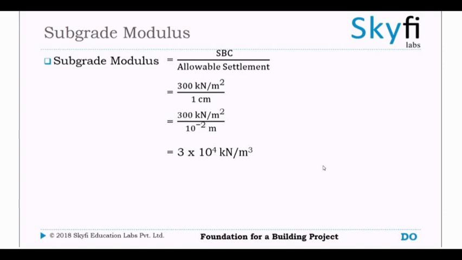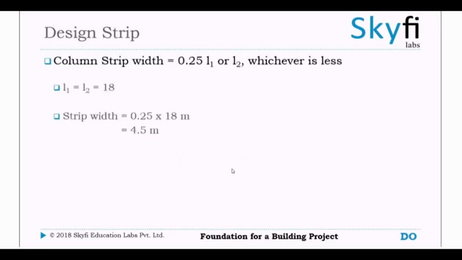Now the subgrade modulus is calculated. The subgrade modulus of soil is required for defining the soil properties, and it is given by SBC, that is safe bearing capacity, given as 300 kN, divided by the allowable settlement, which is given as 1 centimeter. We change 1 centimeter into meter, that is 10 to the power minus 2, and it comes to 3 into 10 to the power 4 kilonewton per meter cube.